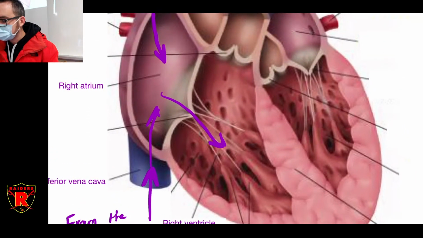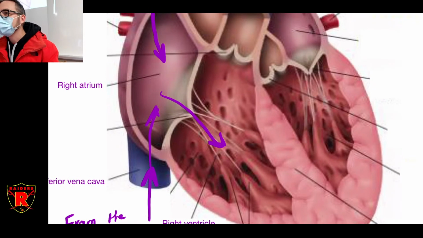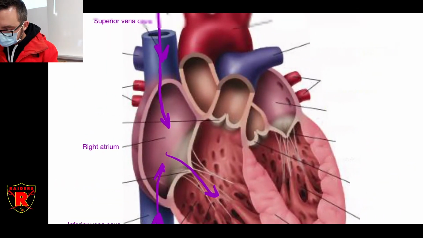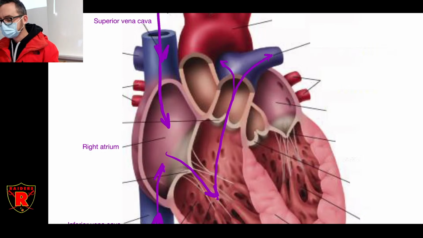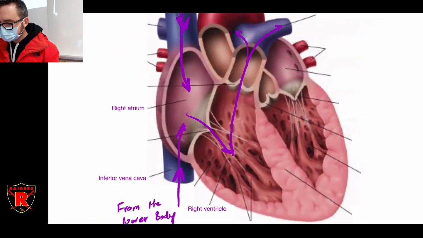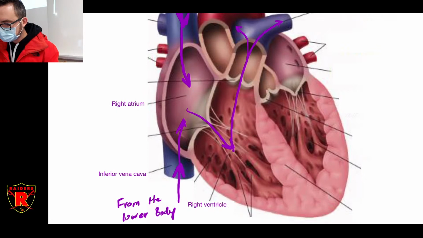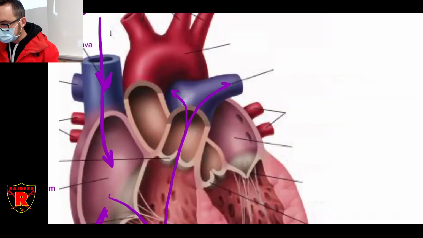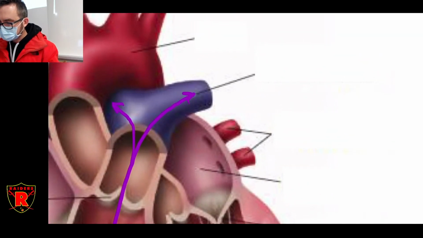So when that chamber at the bottom contracts, that's going to pump blood on the pulmonary circuit, the lung circuit. So it pumps that blood up through this valve and then up through these arteries right here. These arteries are called the pulmonary arteries.